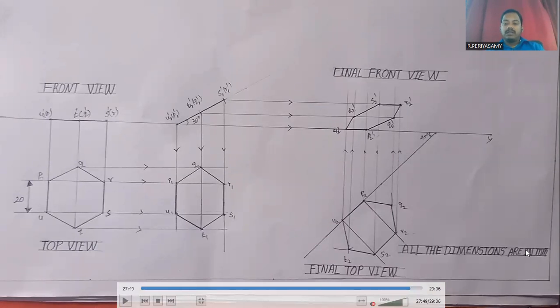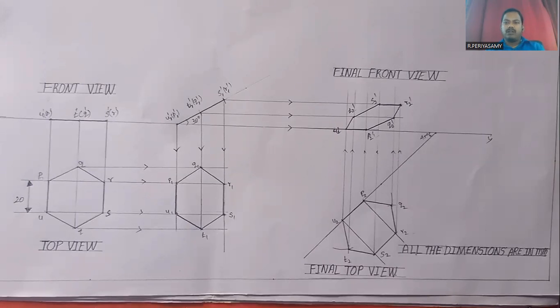Next, all these dimensions are in mm. This is the final output of the given hexagonal plate.